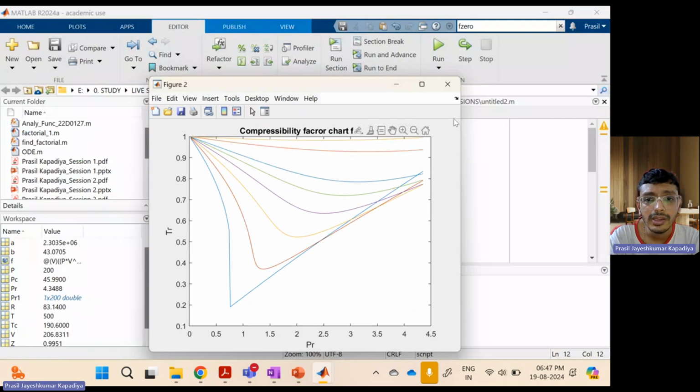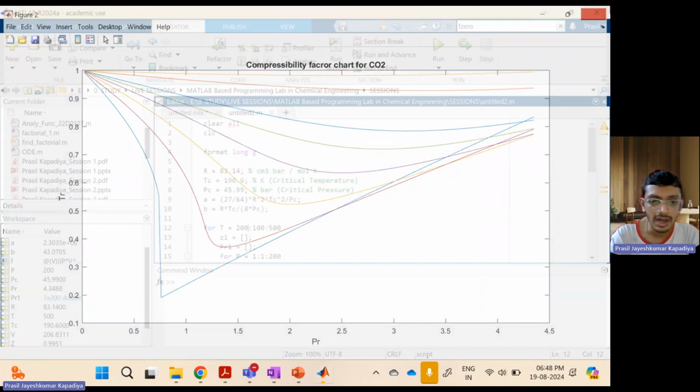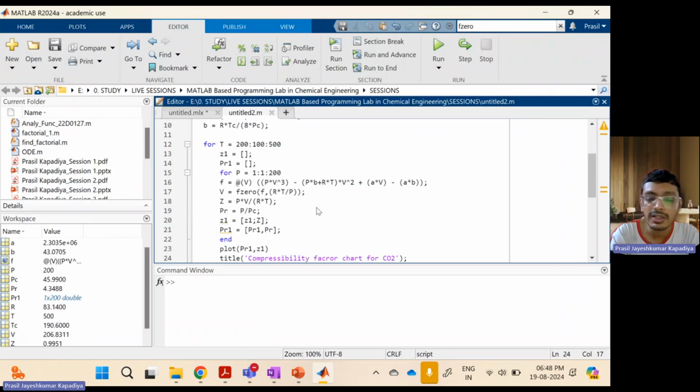So see from here, it's nearly a straight line and it's going up. So this is how we can plot compressibility factor chart. We learned how to plot the compressibility chart using van der Waals equation of state. We learned this F0 function.